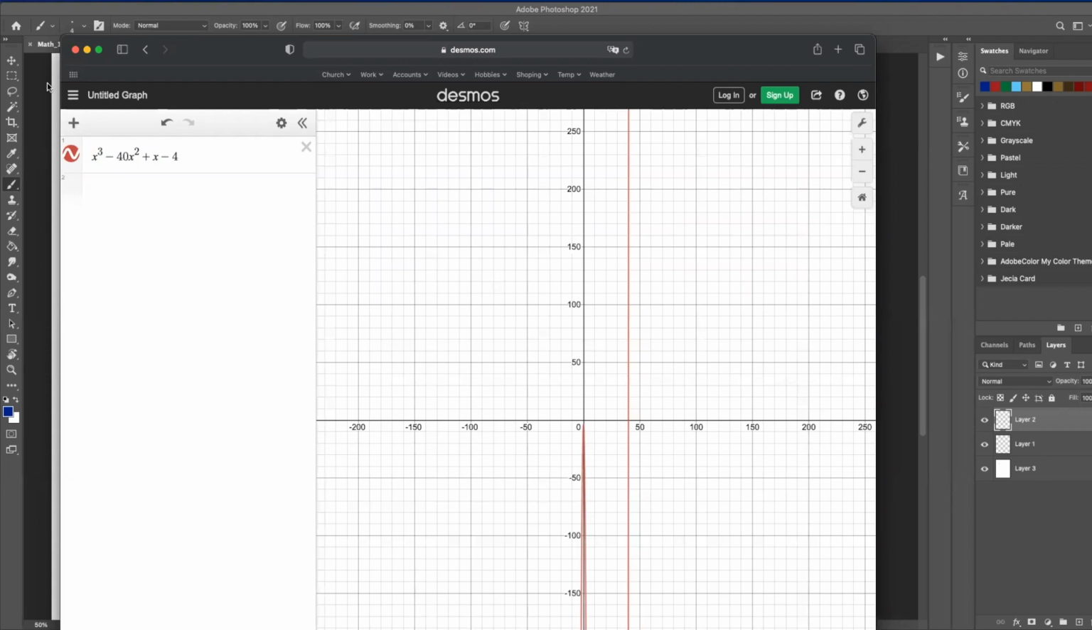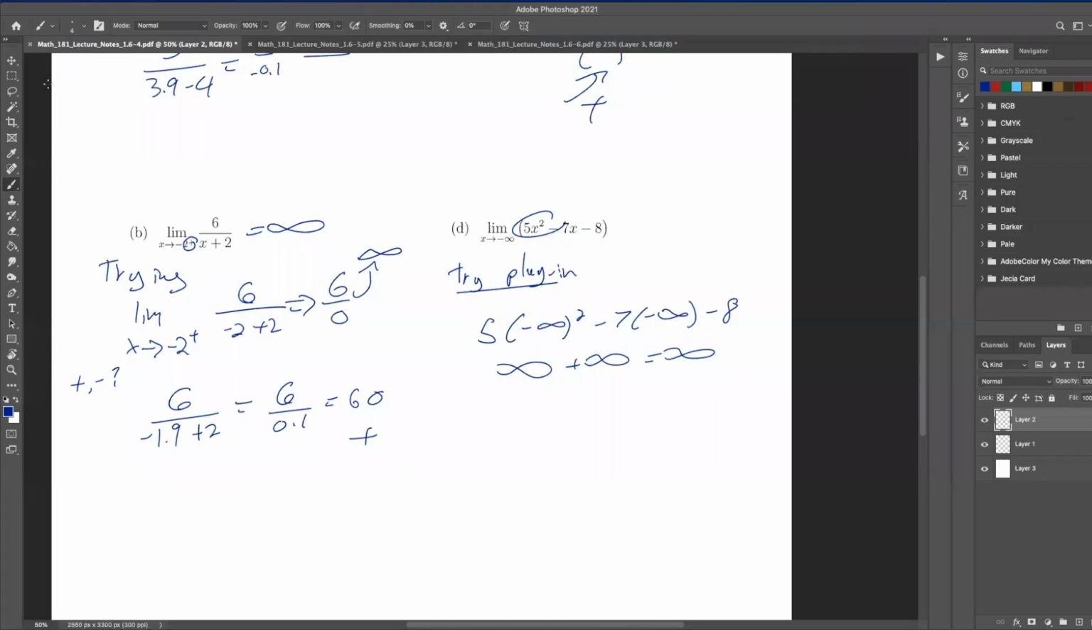And so in order to solve this, here's just a couple of rules of thumb, right? So you look at the highest power.